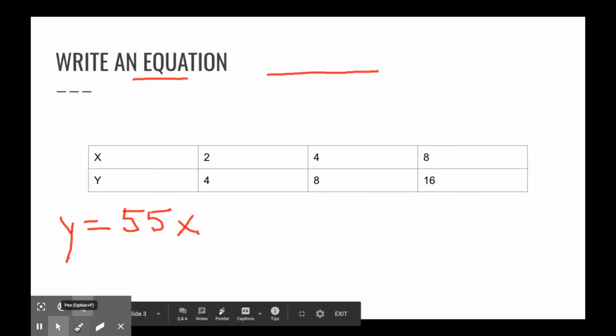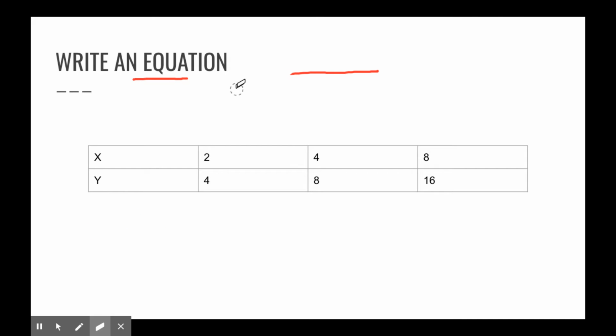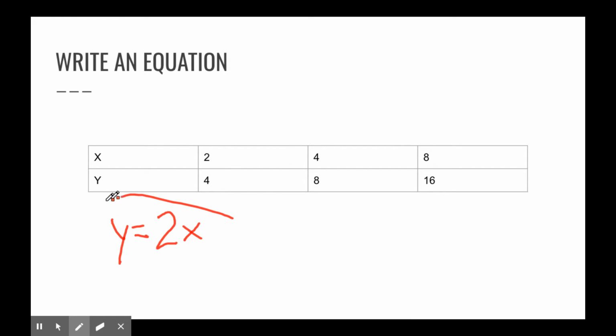Okay, I'm going to erase that. Okay, so with this one, we're just writing an equation. So once again, we're looking at the relationship between x and y. Okay, and so when I look at that, my relationship is 2 because 2 times 2 is 4, 4 times 2 is 8, and 8 times 2 is 16. So we'd say y equals 2x.